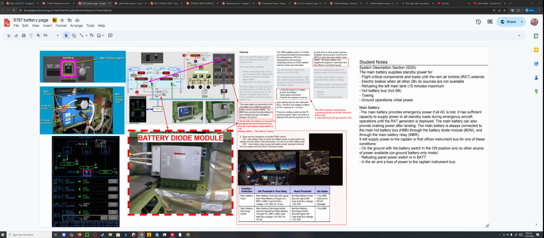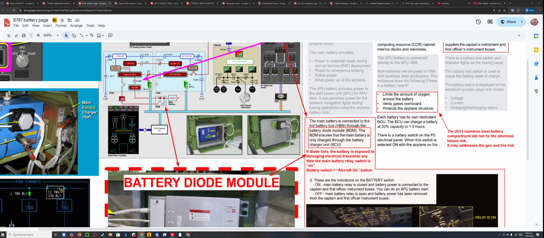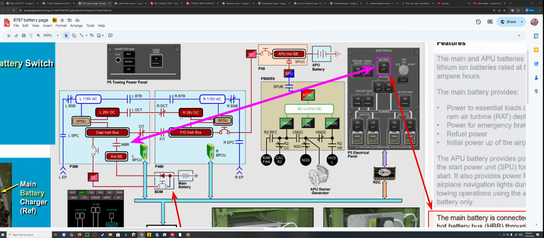Boeing 787 system oversight error number 2, the main battery relay. This is not about the battery diode module. This particular part is about the main battery relay and its logic and commands from the bus power control unit. This is a lot of information to give you. I'm going to start off with looking at a diagram.